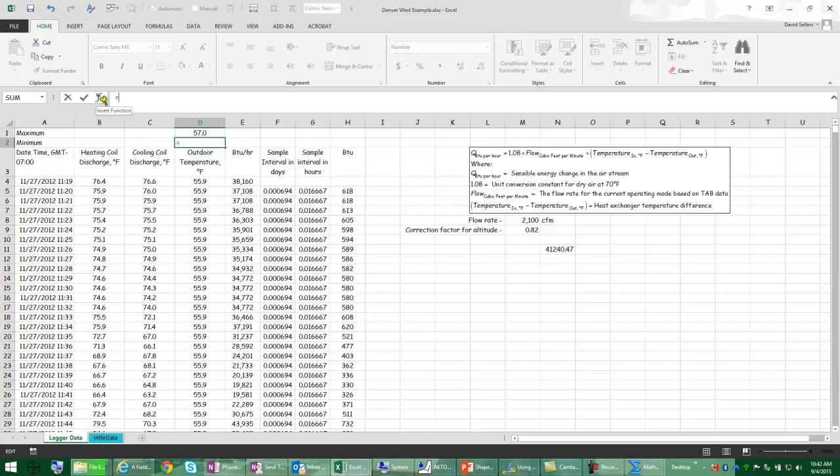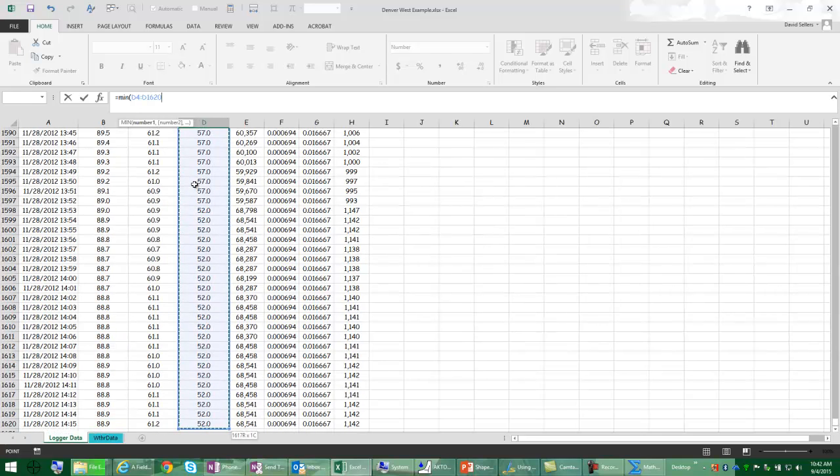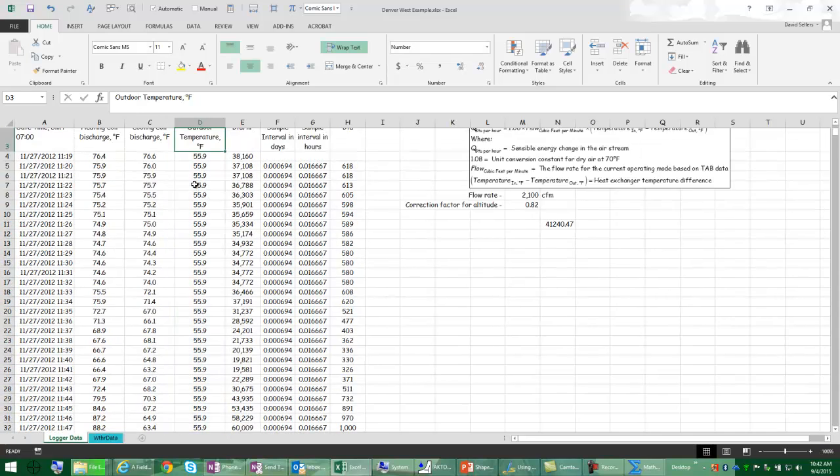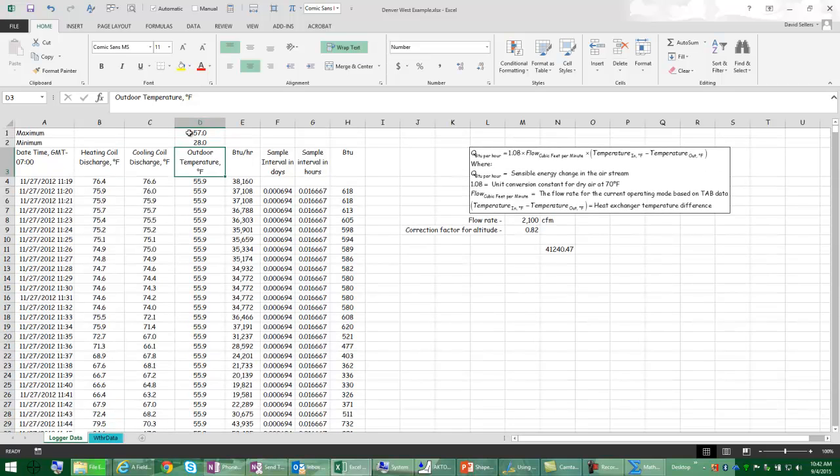So equals min, same range. There's a method to my madness here. I'll show you in a minute. Okay, so for this data set, even though it was just a little over a day, I actually saw a temperature span of 28 to 57 degrees.